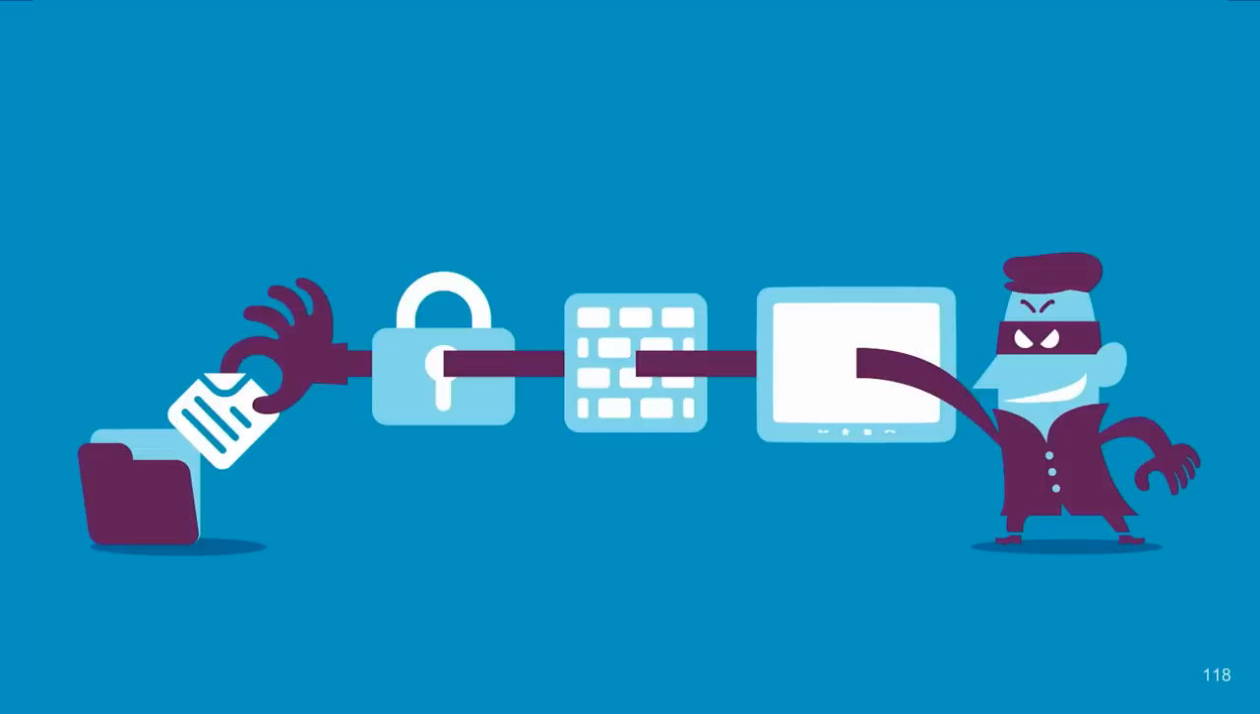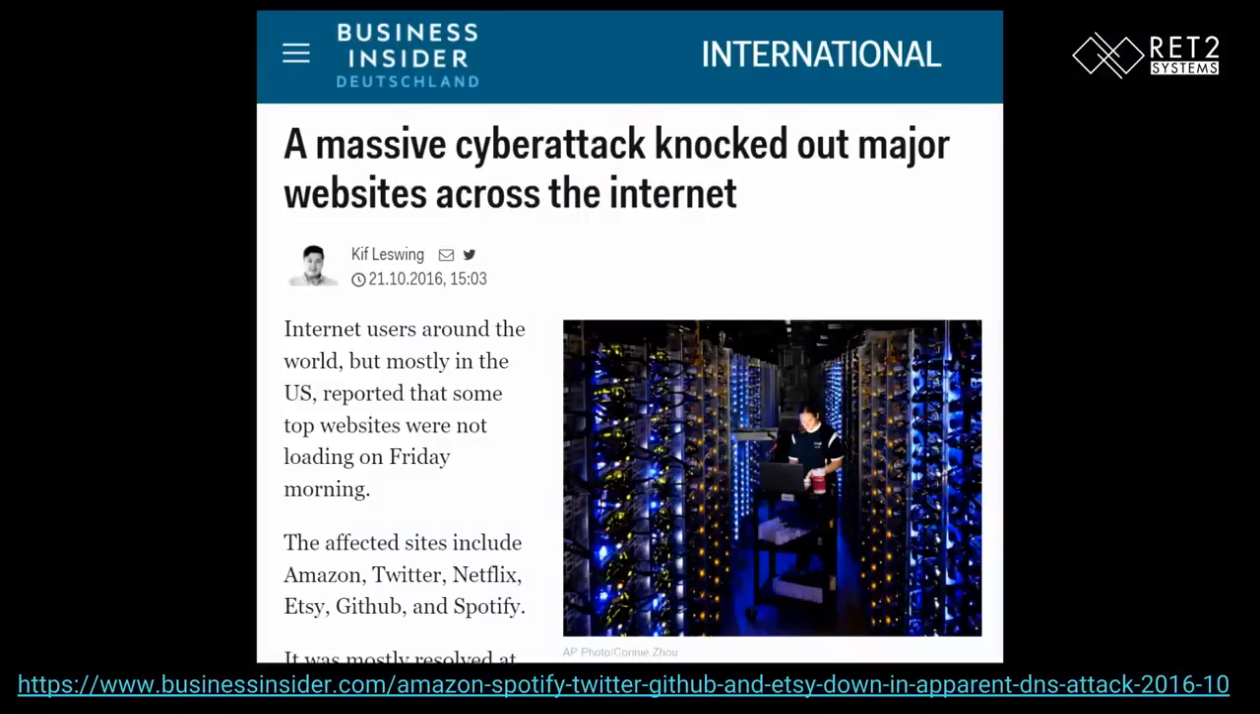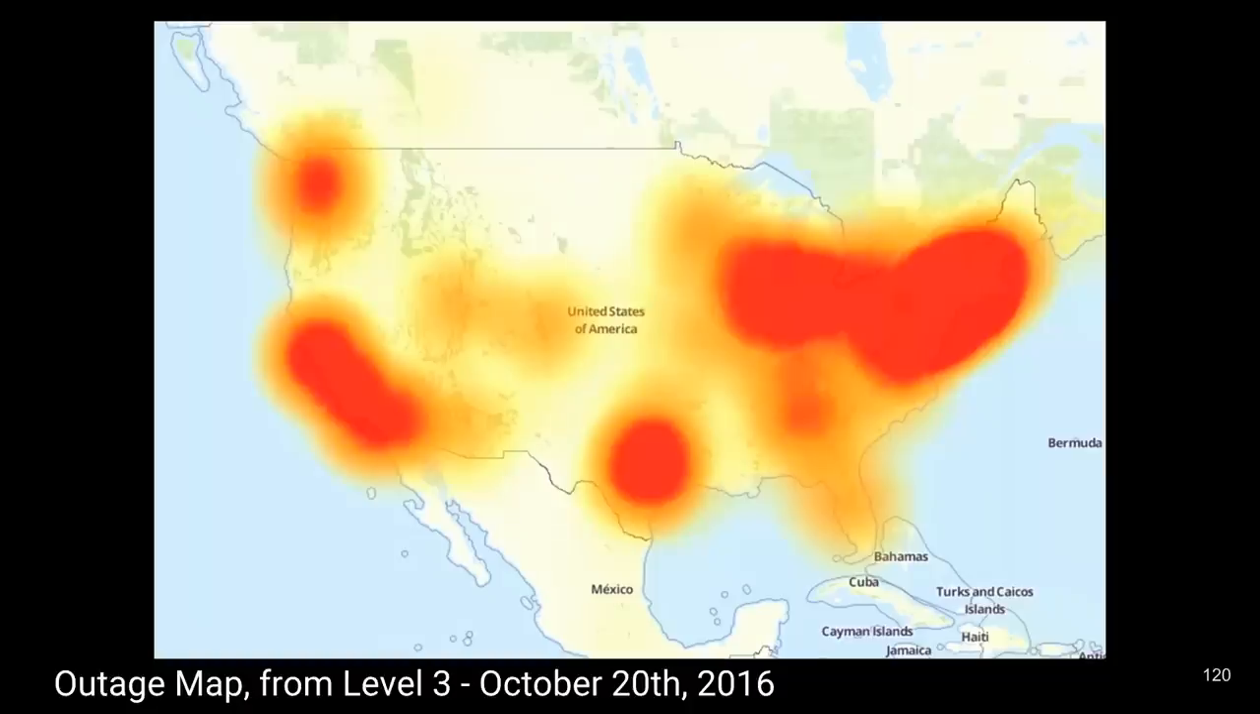There's at least one related example that quickly came to mind, in 2016. I explicitly remember this day. I was sitting at work, and there was this massive DDoS that plagued the internet, at least in the U.S. It took down all your favorite sites: Twitter, Amazon, Netflix, Etsy, GitHub, Spotify, Reddit. I remember the whole internet came to a crawl in the U.S. This is the L3 outage map. This was absolutely insane.